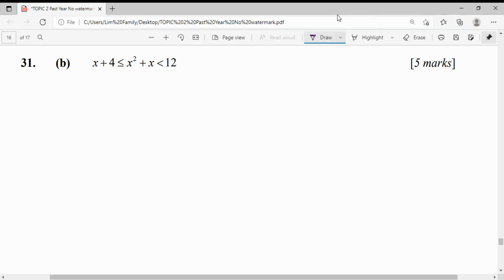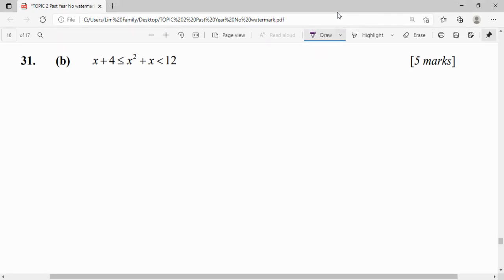For this question 31b, it is an inequalities question. We can notice that this question consists of two inequalities. The first inequality is x + 4 ≤ x² + x. When we separate these inequalities, we have to use the definition of intersection. The other inequality is x² + x < 12.